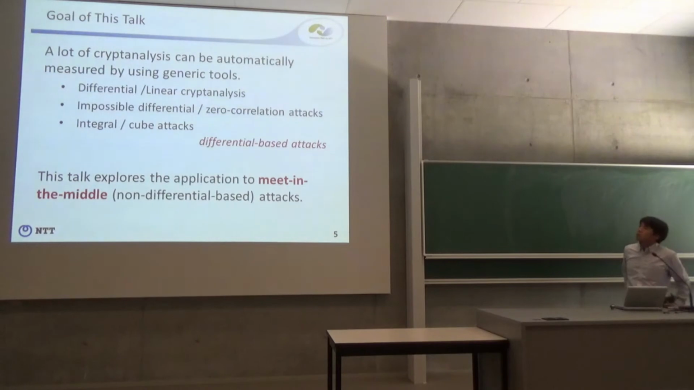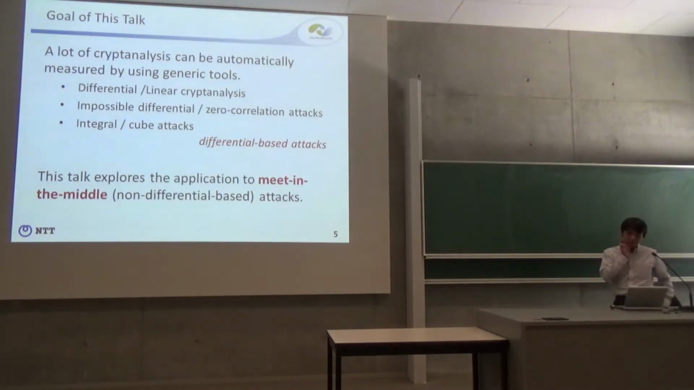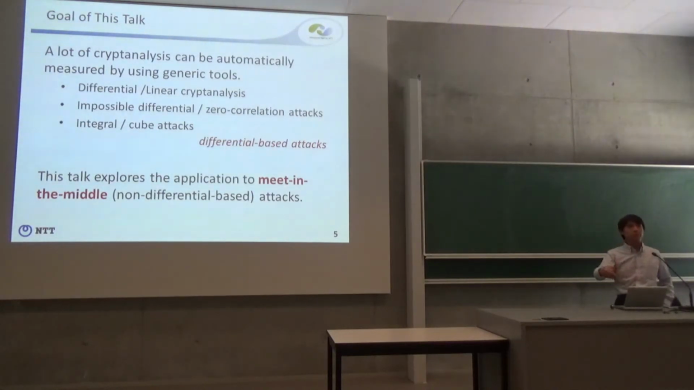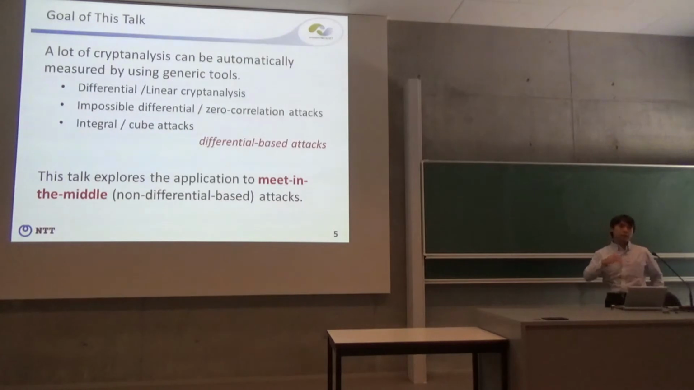Okay, so the goal of this talk is, I want to say that a lot of cryptanalysis can be automatically measured by using generic tools. So for example, they can be used to measure the security against differential cryptanalysis or linear cryptanalysis. Or similarly, impossible differential cryptanalysis or its counterpart, zero correlation attacks. It can also measure some higher order differentials like integral and cube attacks. All of those attacks are differential based attacks. So in this talk, I'd like to explain the application to a non-differential based attack, which is the meet-in-the-middle attack.